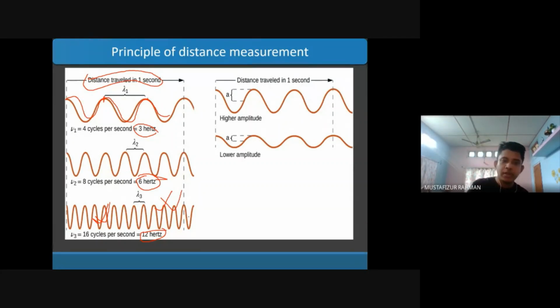So we have to remember that frequency and wavelength are inverse to each other. If wavelength is a higher value, frequency will have a lower value. If wavelength has a smaller value, frequency will have a higher value. Okay.